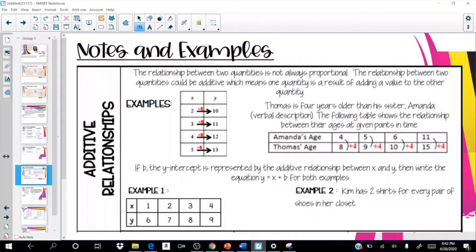If b, the y-intercept, is represented by the additive relationship between x and y, then write the equation y equals x plus b for both examples. So example 1, we have a table. We're trying to figure out what's the relationship between x and y. So each time, what are we doing to go from x to y? What's the relationship between them? Here, to go from 1 to 6, I can add 5. Let me actually use another pen.